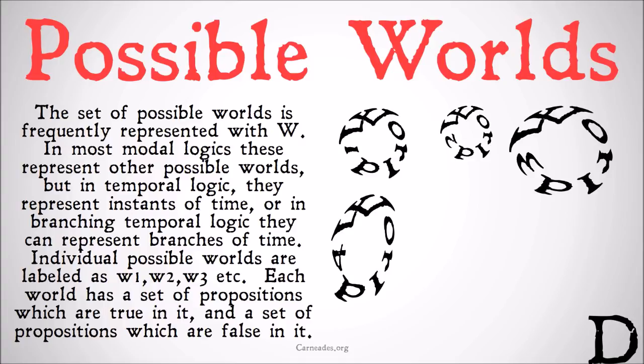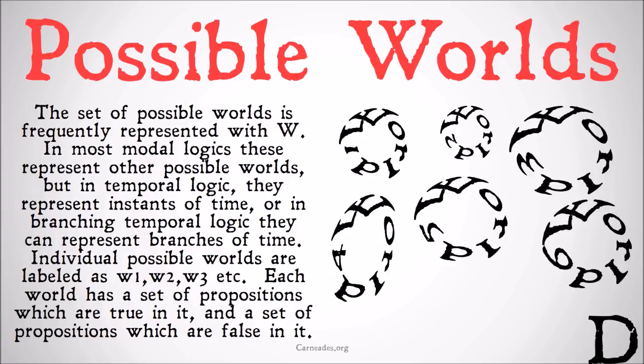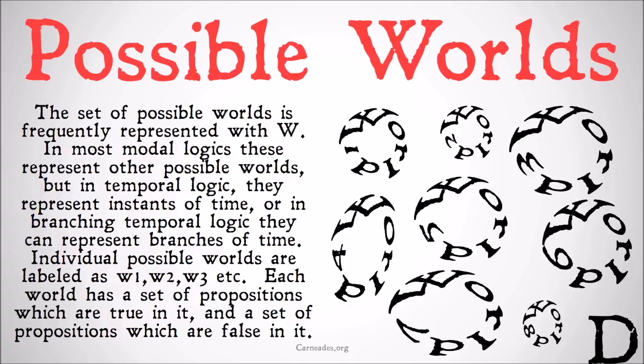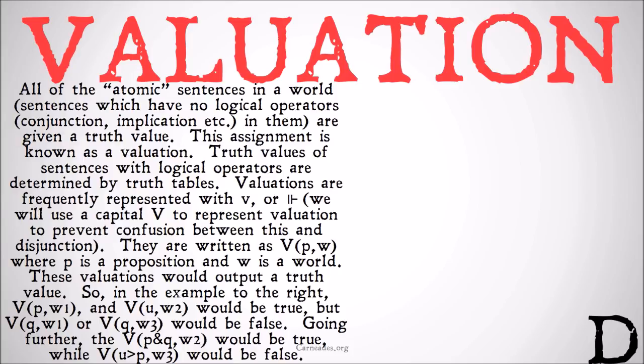But for example, in temporal logic, they represent instants of time, or in branching temporal logic, they can represent branches of time, or if you're doing interval, they might represent intervals instead of instants. Anyway, individual possible worlds are labeled as W1, W2, W3, etc. Each world has a set of propositions which are true in it, and a set of propositions which are false in it. Sticking with classical logic for now.